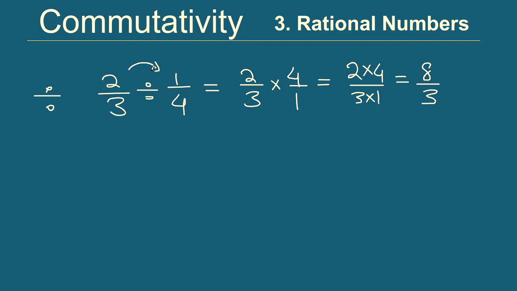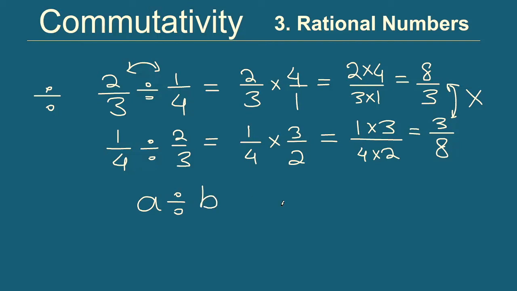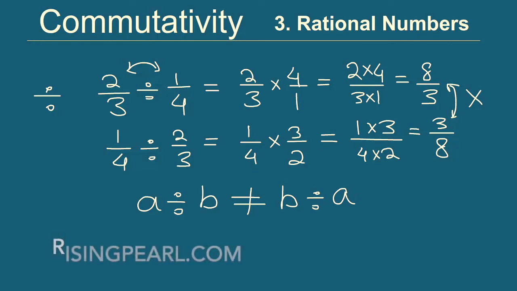Now let's change the order. So we are having 1 over 4 divided by 2 by 3. So let's see what happens here. So we write 1 by 4 like this and multiply by, and now this switches, so this will be 3 by 2. This is the way we do division of two fractions. So in the numerator we have now 1 times 3, denominator we have 4 times 2. So 3 by 8. These two are not equal. So we say that A divided by B is not equal to B divided by A, where A, B are two rational numbers. So we say that for rational numbers, division is not commutative.